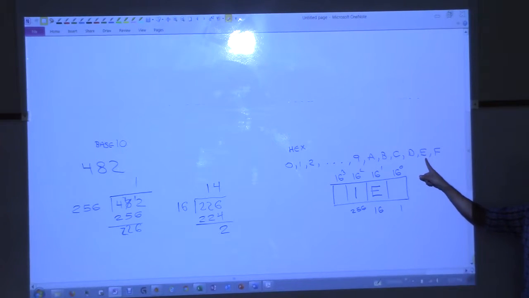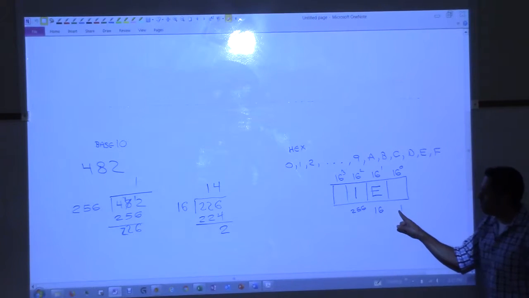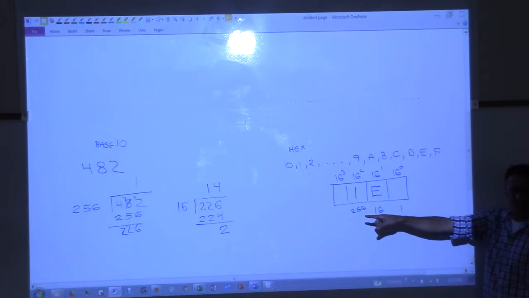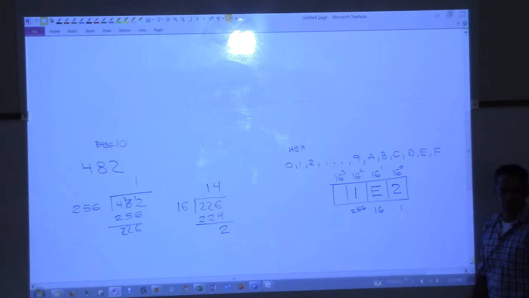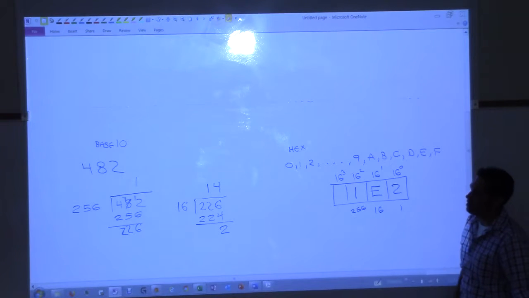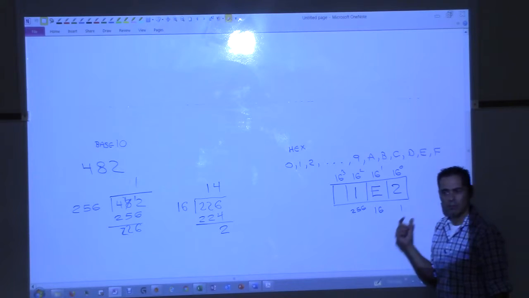Okay? And then how many do I have left over? 2. So how many 1s will I need to make up 2? I'll need 2 1s. So I put 2 here. So 482 in base 10 converted to hexadecimal is 1E2.